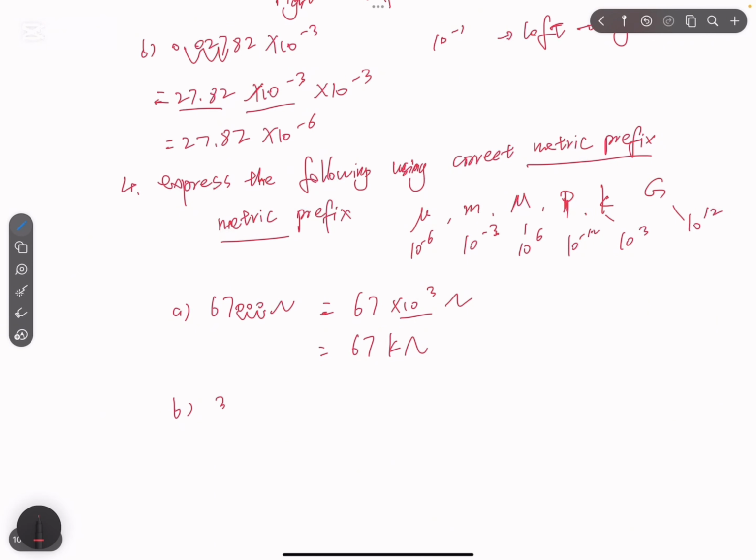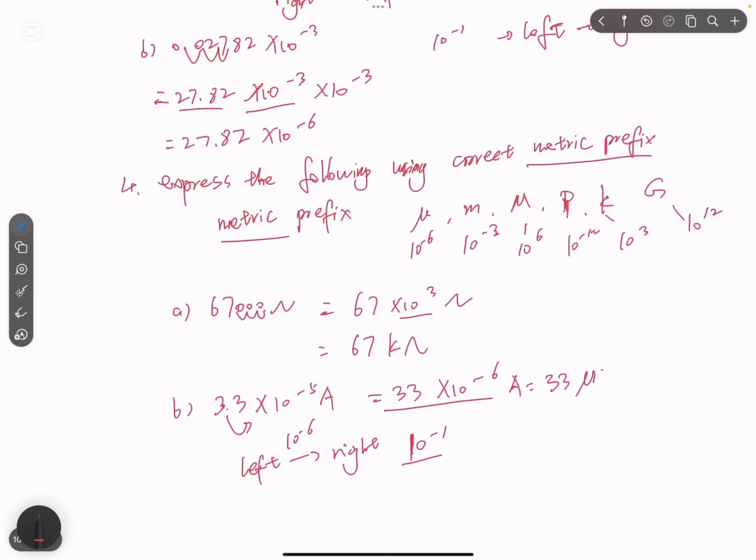B is 3.3 times 10 to the minus 5 amps. So that's kind of close to 10 to the minus 6. So we could get 33 times 10 to the minus 6. So here we move the decimal from left to right. So every time we get 10 to the minus 1, so the total is 10 to the minus 6 amps. So 10 to the minus 6 is a micro, so 33 microamps.